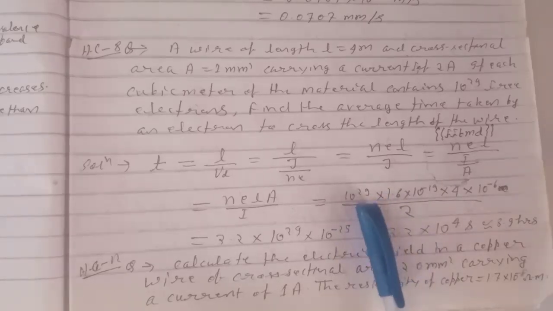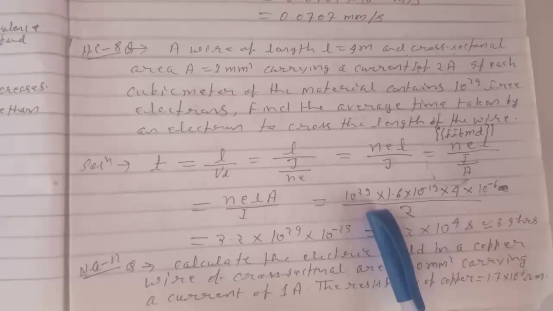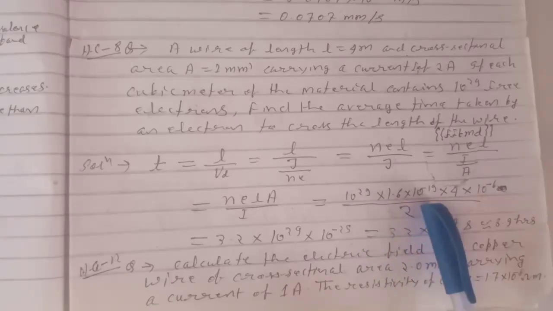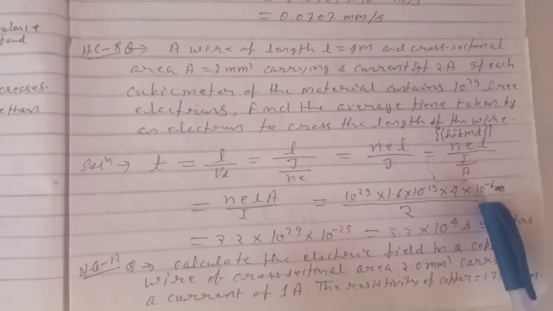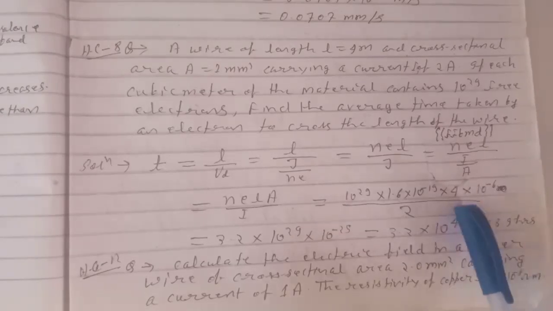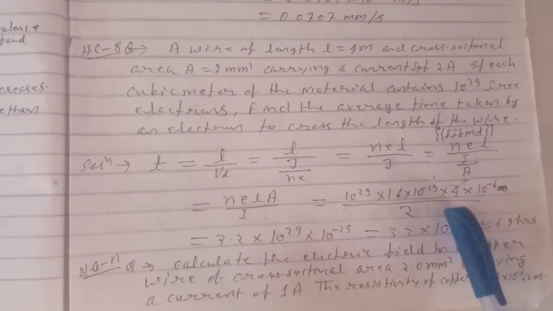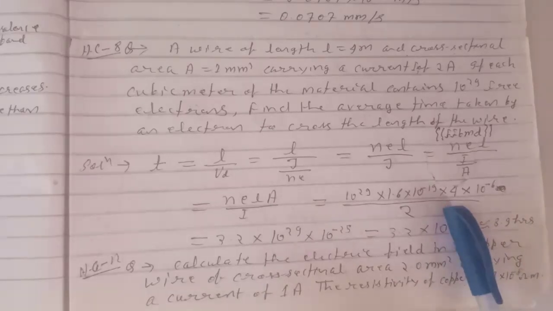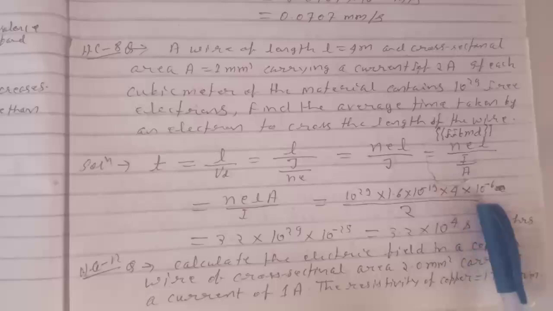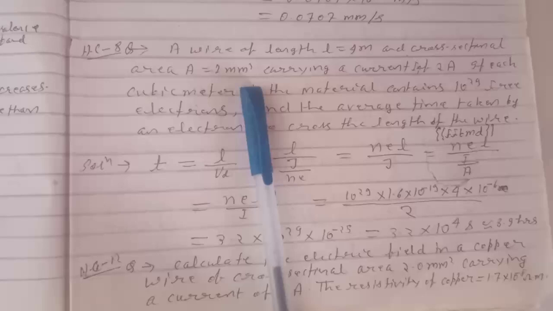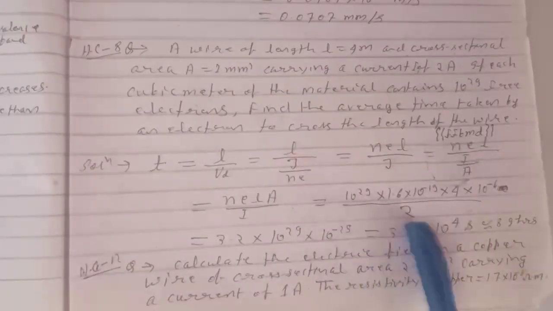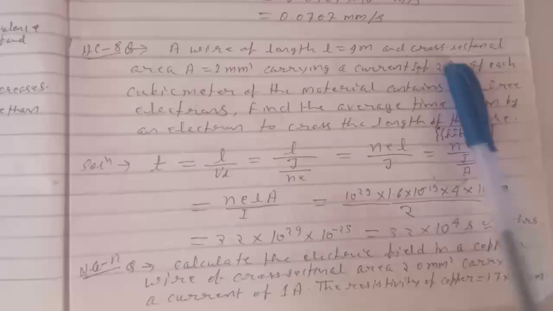N is 10 to the power 29, and e is 1.6 into 10 to the power minus 19. L is 4, and A is 10 to the power minus 6, because A is 1 millimeter square, divided by I equals 2, because 2 ampere is the current flowing.